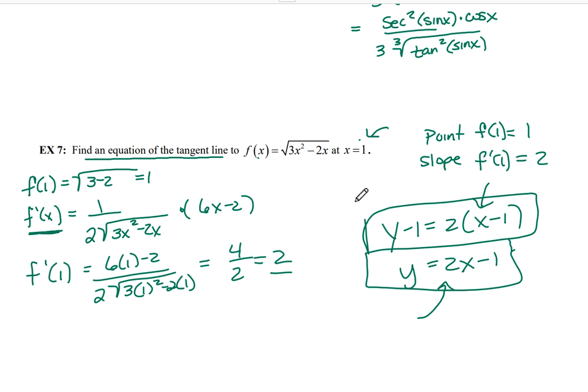Okay, that's the end of the instruction on the chain rule. That's my favorite rule.